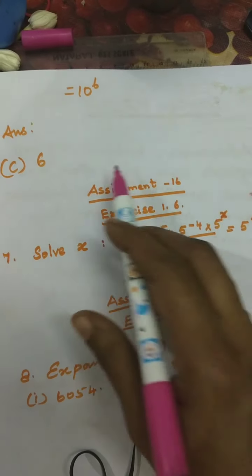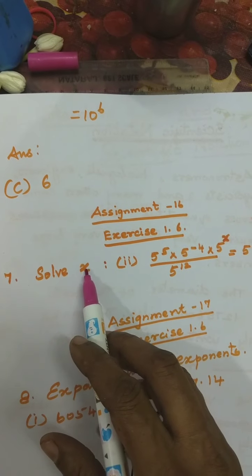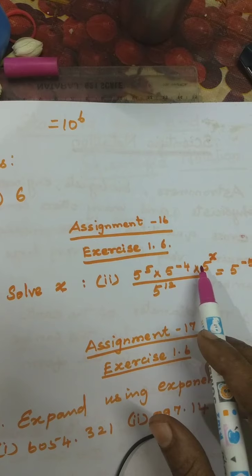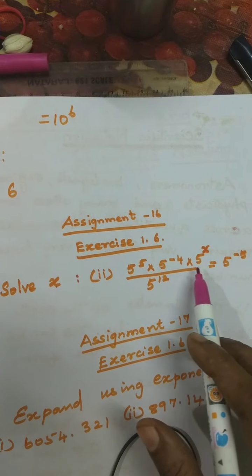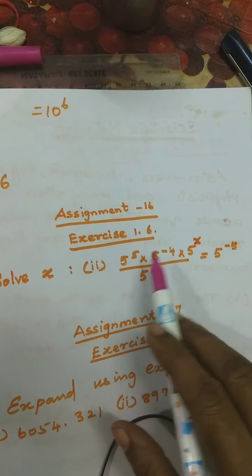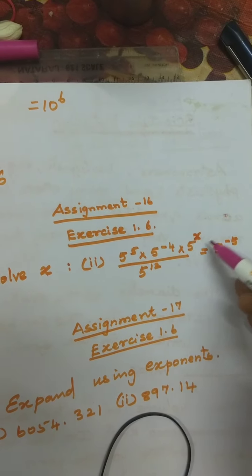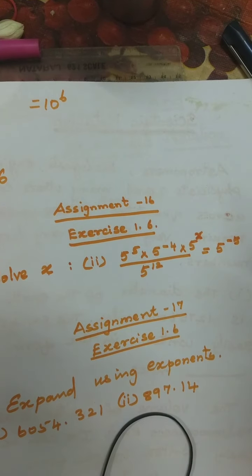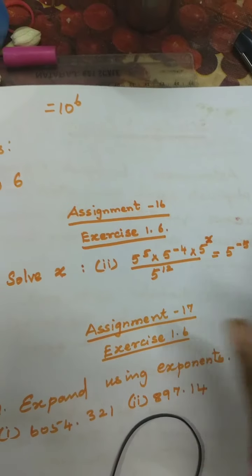You have to do the assignment as find the value of x. Here we are given, if we keep the 5x here and bring all the 5 powers to that side and find the value of x. If the bases are same, you cut the base and find the value of x.